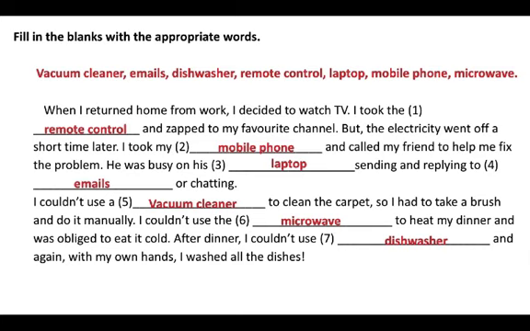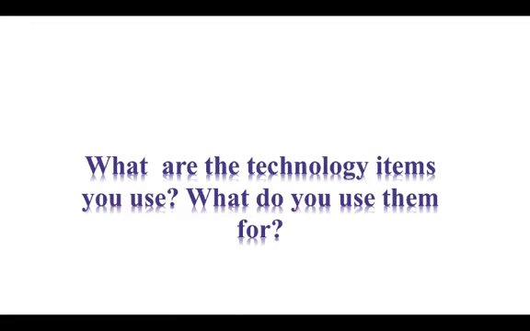You do your corrections, and if you have finished, speaking about the assignment, you have two questions. The first one is, what are the technology items you use? For example, mobile phone, I use computer, I use vacuum cleaner, and so on. Then the second question is, what do you use them for? Okay, I use them to call my friends, to chat with my friends, and so on. You take 2 or 3 examples.